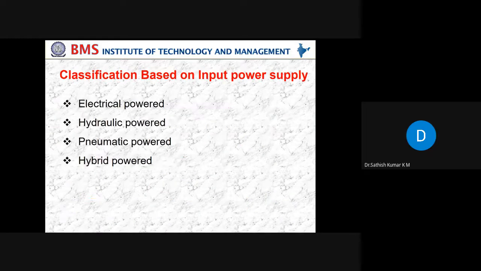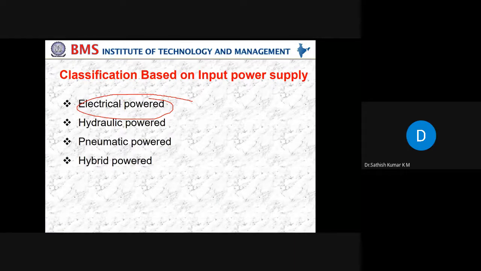The last one is based on the input power supply. What type of input power supply are you going to give? You may run the machine by using electrical power, hydraulic power, pneumatic power, or hybrid power. Hybrid power is nothing but a combination of the above, maybe electrical-hydraulic, electrical-pneumatic, hydraulic-pneumatic, hydraulic-electric. Generally we will be going with the electrically powered CNC machine. This is just a general understanding.